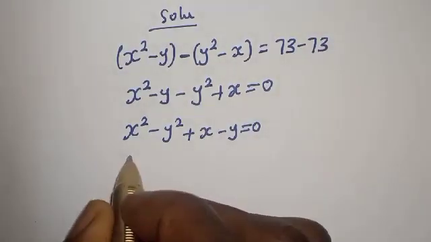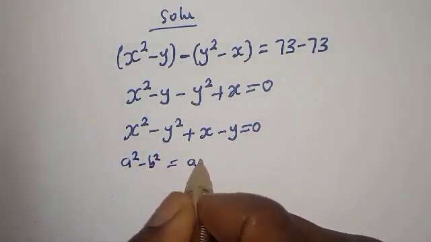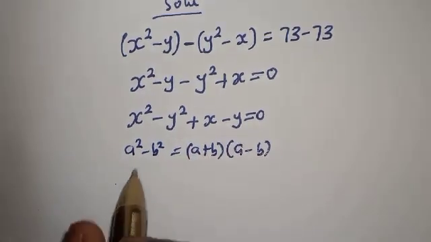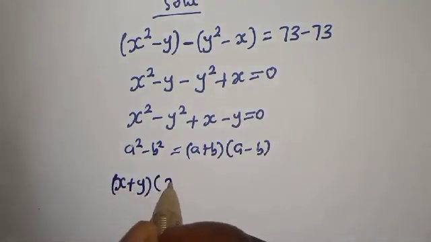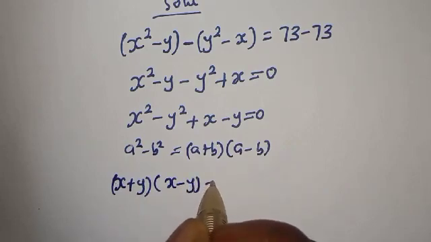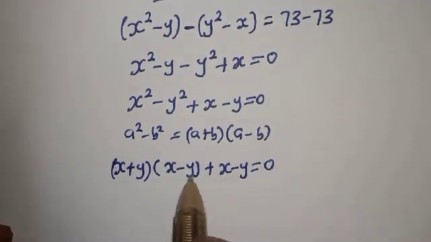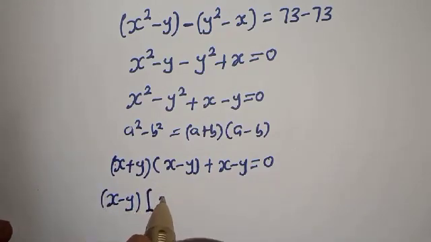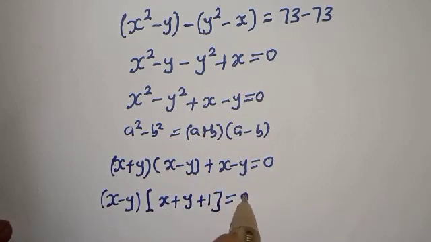This is in the form of a difference of squares. If you have a squared minus b squared, this is equal to (a plus b) multiplied by (a minus b). Then this can be written as (x plus y) multiplied by (x minus y) plus (x minus y) is equal to 0. Now from here, x minus y is common. Let's bring it out. (x minus y)(x plus y plus 1) is equal to 0.